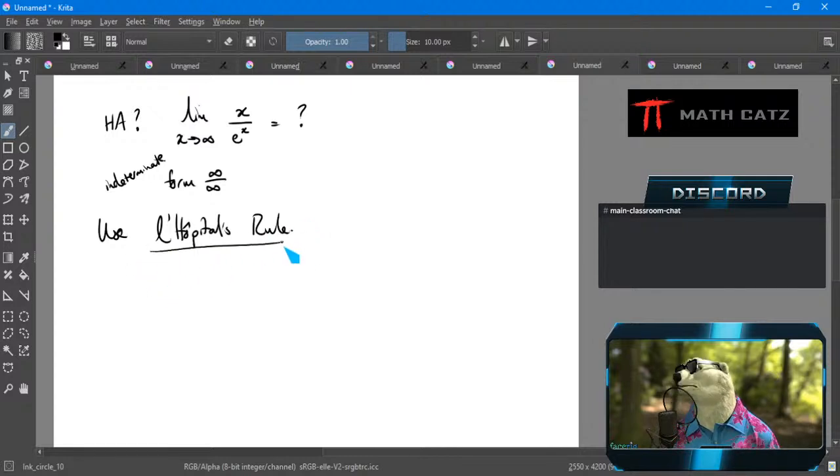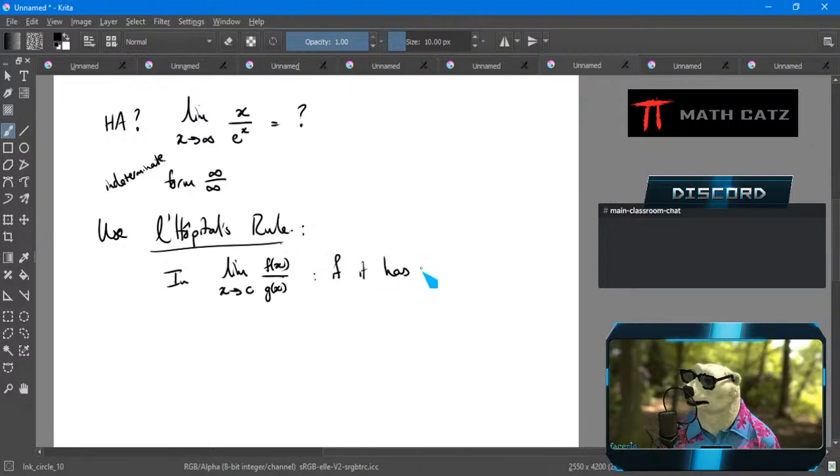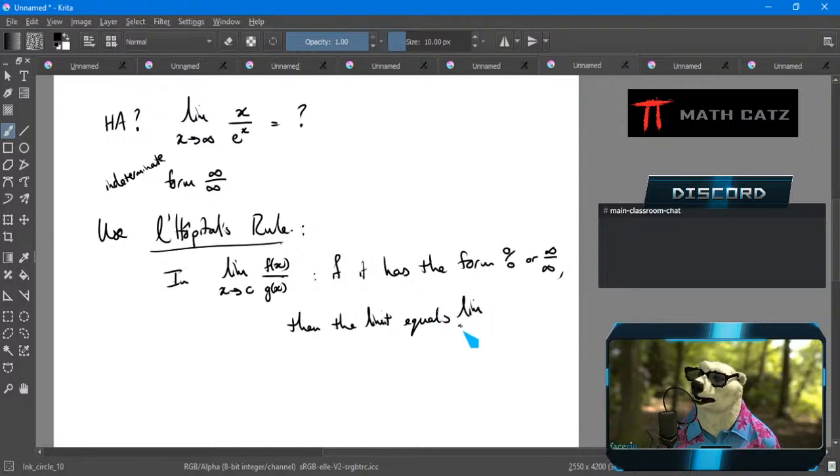Now, I'll just write out what it says in general. In a limit, it doesn't matter what x goes to. It could be finite or infinite. I don't actually care. When I have a function, let's call it f of x over g of x, not a rational function necessarily, but it could be. If I have a limit like that, if it has the form 0 over 0 or infinity over infinity, then let's say it like this, the limit equals the same limit, x goes to the same thing, of the ratio of the derivatives.